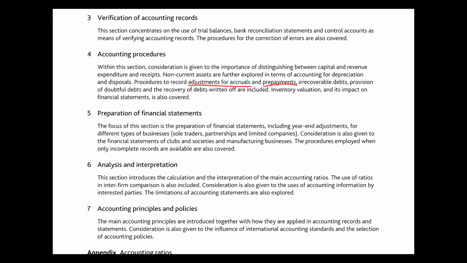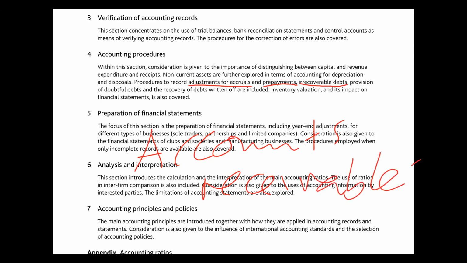Then irrecoverable debts. What we mean is that there are those people to whom you have supplied on credit. They are called the debtors. The people themselves are called the debtors, but the amount that they owe is called accounts receivable, or trade receivables.